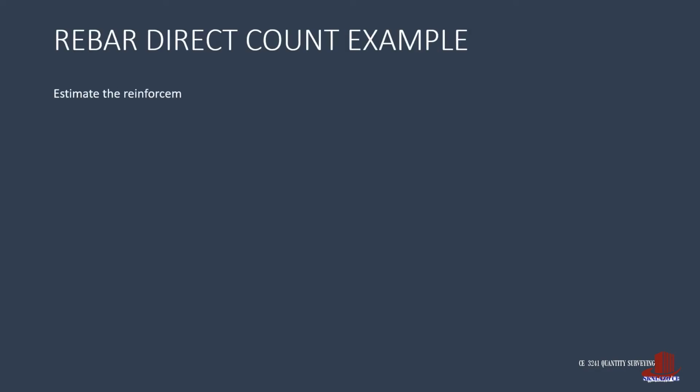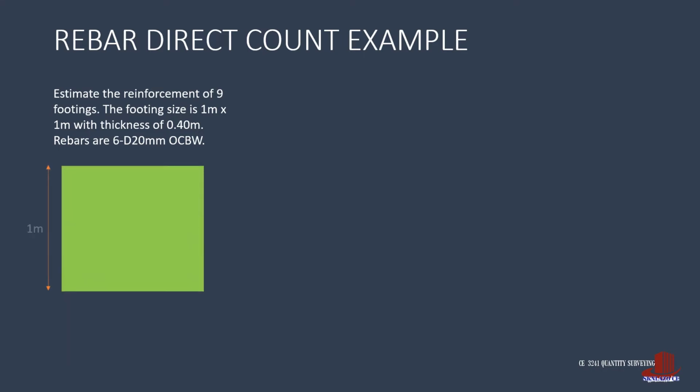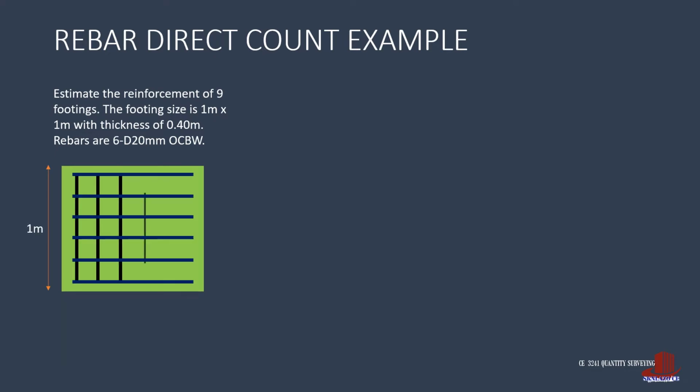Direct counting in estimation is ideal, and here is an example on how to do just that. Let's say that we are to estimate 9 footings of dimensions 1 meter by 1 meter with thickness of 0.4 meters. Each footing's rebars are 6 diameter 20 millimeters on centers both ways. If we illustrate each footing, we can see that there are 6 vertical bars and 6 horizontal bars on each footing. Thus, there are 9 times 12 for the complete foundation, which requires 108 pieces.